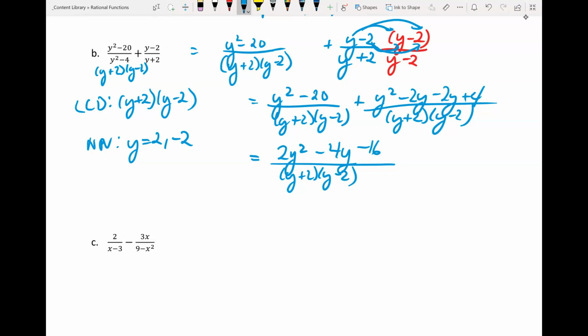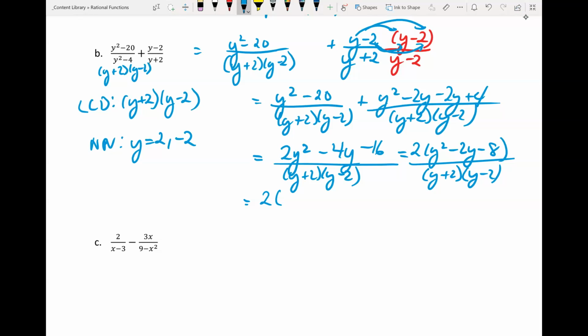Looks like we can factor our numerator. So I'm going to go ahead and do that. I'm going to factor out 2 first. And then we'll factor the numerator again, just to see if we can cancel anything out. So if I were to factor y squared minus 2y minus 8, factors of 8 are 4 and 2. And we can achieve a negative 2 for a middle term if we had a negative 4 and a positive 2.